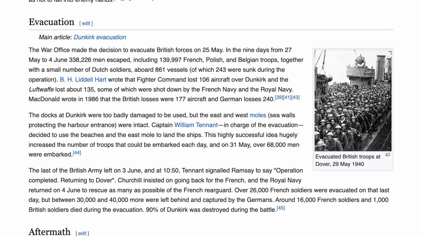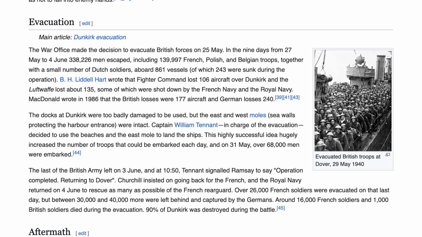The docks at Dunkirk were too badly damaged to be used, but the east and west moles, sea walls protecting the harbour entrance, were intact. Captain William Tennant, in charge of the evacuation, decided to use the beaches and the east mole to land the ships. This highly successful idea hugely increased the number of troops that could be embarked each day, and on the 31st of May, over 68,000 men were embarked.